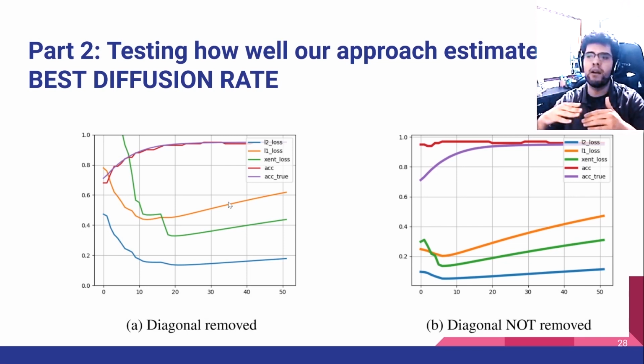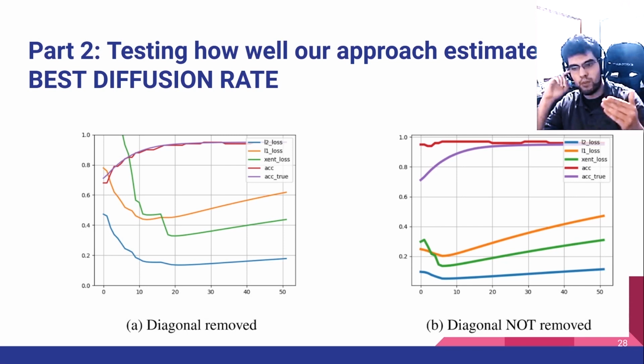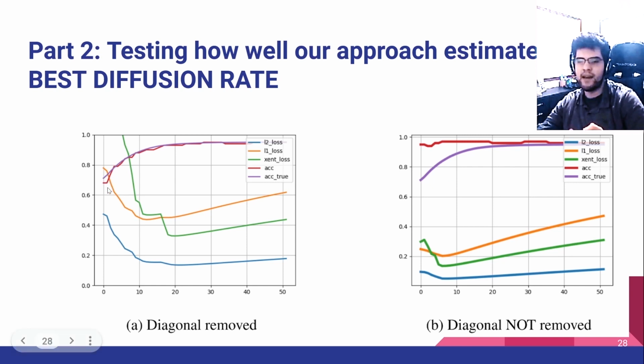And part 2 is just to test how well our approach estimates the best diffusion rate, and we found out that it is successful. Here you can see, if the diagonal is not removed, here in red, the estimated accuracy, which is way higher than what you would expect for a small alpha, because it just uses its own label, and because of that, it overestimates how good the accuracy really is. Here in purple, you see the real accuracy. On the other hand, if we do remove the diagonal, here you can see that the estimation of the accuracy, that is the red curve right here, follows very, very closely the true accuracy. That is, if you consider the unlabeled, unknown vertices as well.